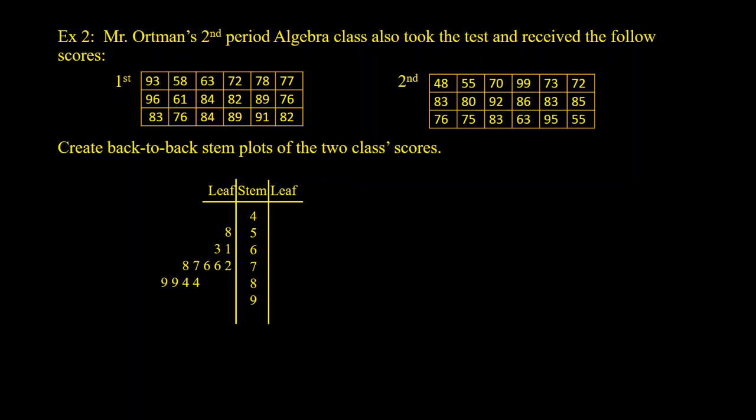For second period, I'm going to do the same thing now. I'm going to put down all the leaves. For the 40s, I have that 48, so I'm going to have an 8. In the 50s, I have two 55s, so I'm just going to have a 5 and a 5, again, evenly spaced, and so on.